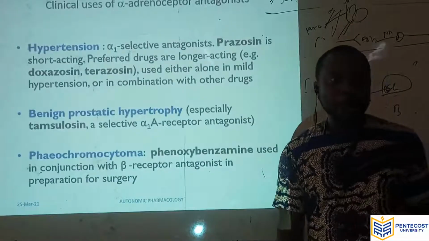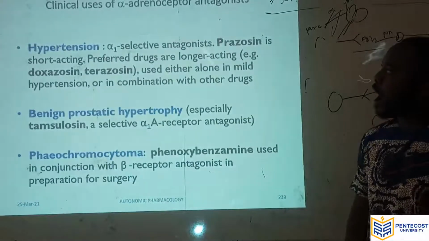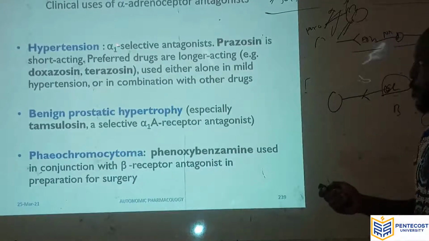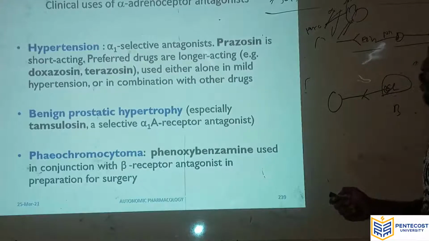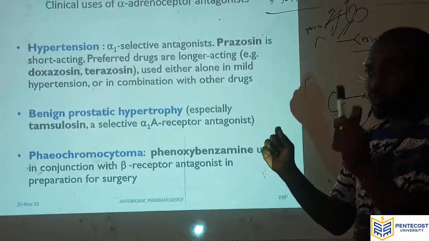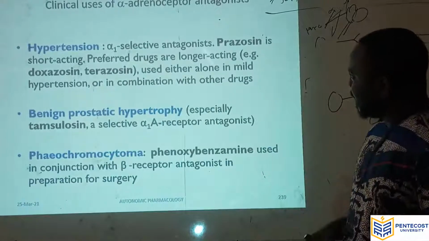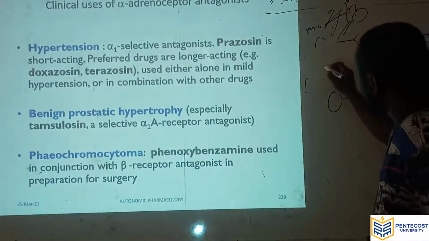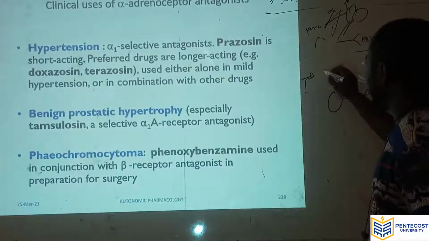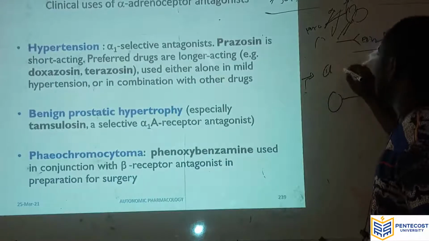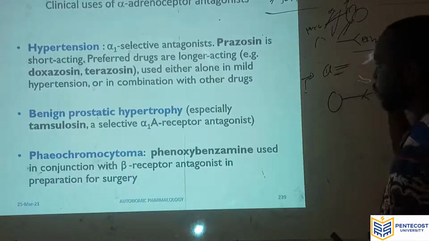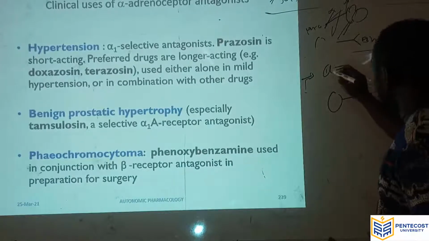So what are the uses of alpha antagonists? We said alpha 1 will cause vasoconstriction. So it means alpha 1 will help your blood vessels to constrict. Let's say when adrenaline comes and activates alpha 1, it will cause your blood vessels to constrict. So the blood vessels will be narrowed.